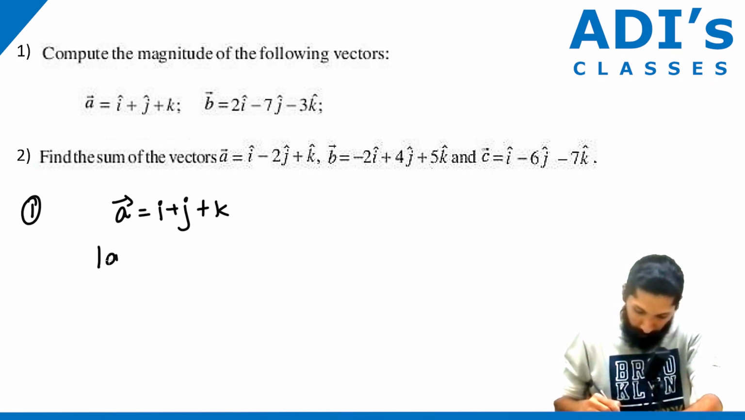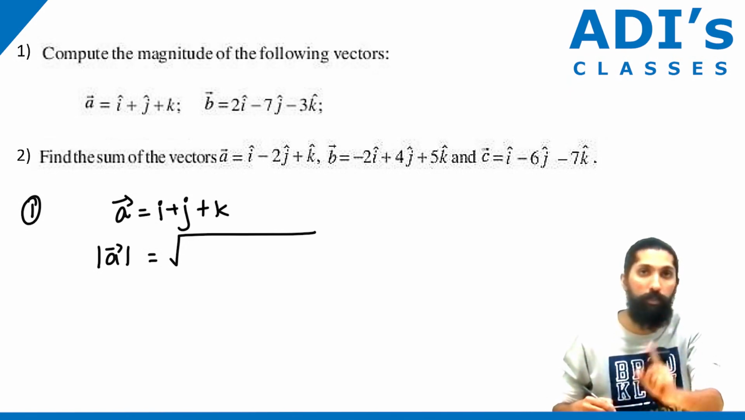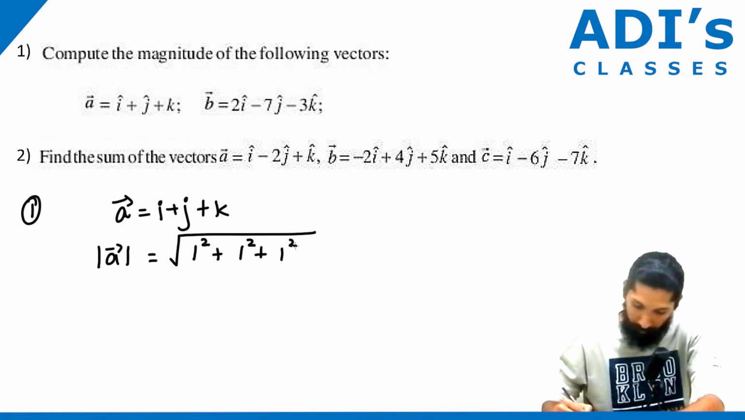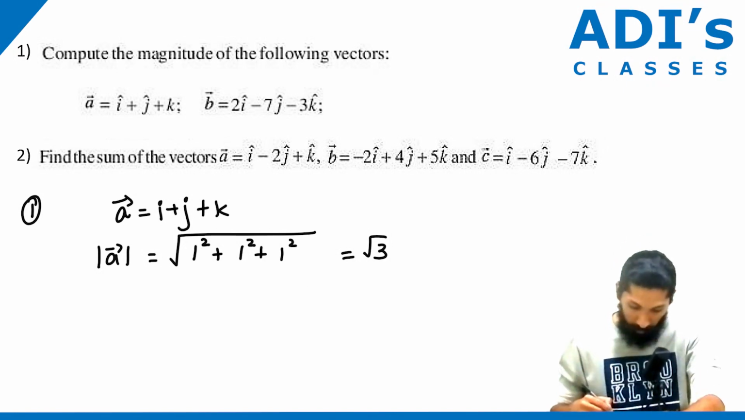So mod of vector A is what? Root of the x component. What is the coefficient of x? 1. So root of 1 square plus 1 square plus 1 square. This becomes root 3. That's all. Very easy. First question, right? Very easy. Look at the second one.